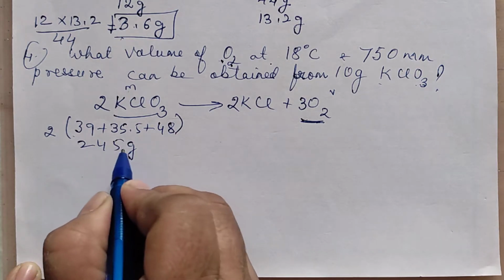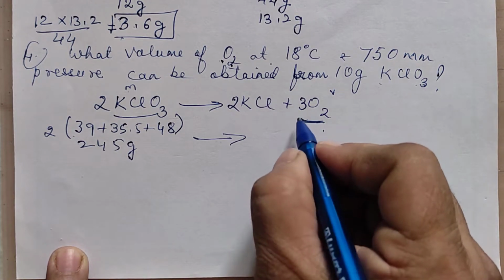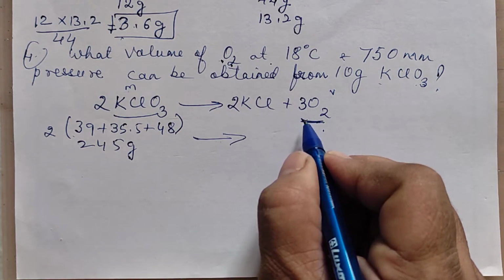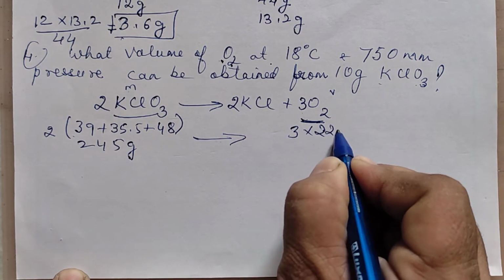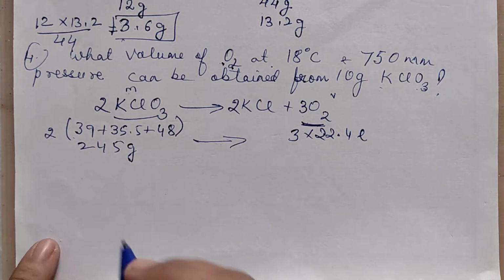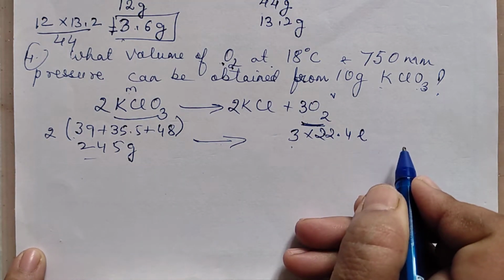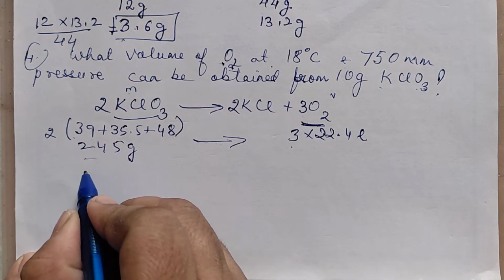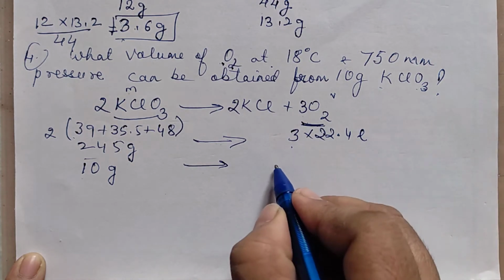So 245 gram of potassium chlorate is giving you how much of oxygen? In terms of volume we have to take. It is 3 moles. 3 moles means 3 into 22.4 liters. We say 1 mole of any gas at STP occupies 22.4 liters. We are first calculating at STP. So 245 grams of potassium chlorate gives 3 into 22.4 liters of oxygen. So how much we have taken? 10 gram. So if you take 10 gram, then how much volume will be given?